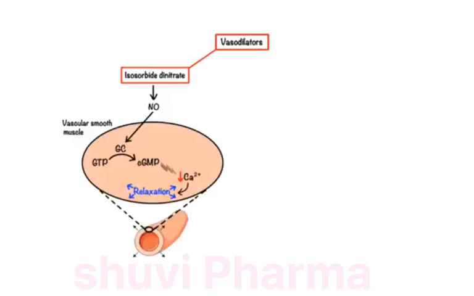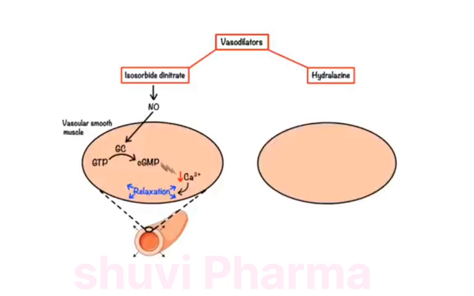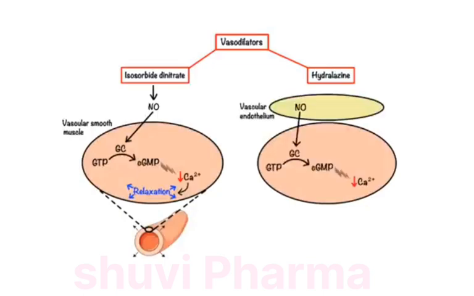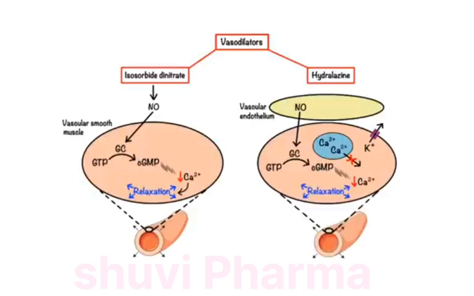Now, in contrast to isosorbide, the second drug, that is hydralazine, appears to have multiple effects on the vascular smooth muscle, which include stimulation of nitric oxide release from the vascular endothelium, stimulating cGMP production and decreasing calcium concentration, opening of potassium channels, and inhibition of calcium release from the sarcoplasmic reticulum, which altogether contribute to smooth muscle relaxation and subsequent vasodilation.